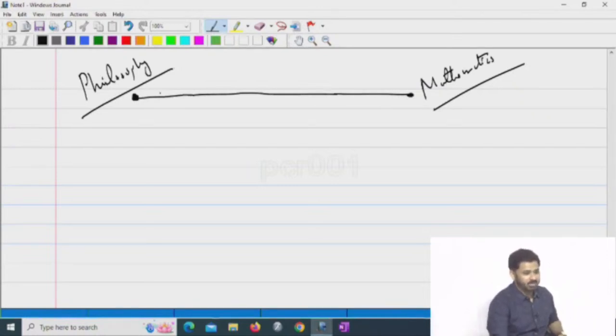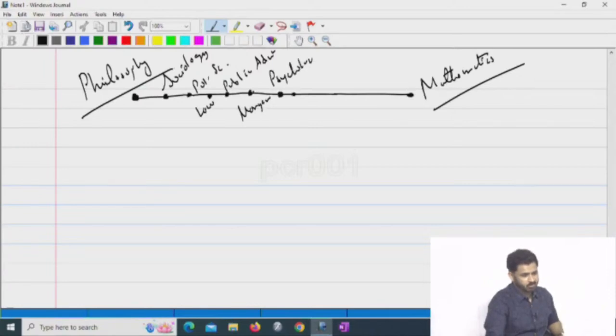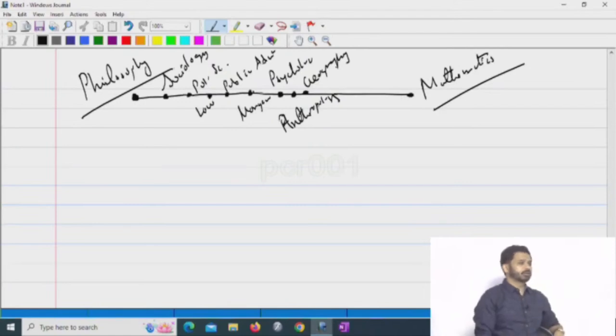So philosophy and mathematics. Next to philosophy, I can place, in order, some of the disciplines like sociology. Then I will put political science. Then I will put public administration. In fact, between public administration and political science, I can also put law. Then this side I will put management. Then I will put psychology. Near to psychology, on this side I can put anthropology. Somewhere here itself we can put geography also. Are you getting the point?